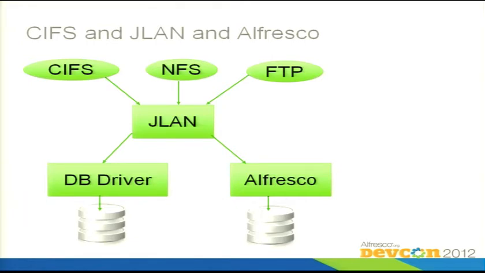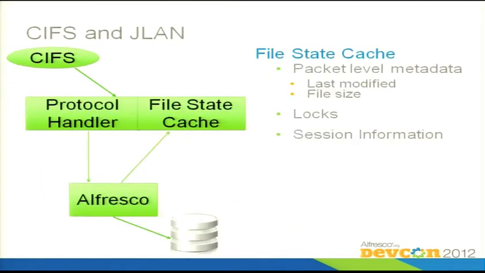So JLAN is responsible for all the low-level details that go over the wire: the CIFS protocol, the FTP protocol. And Alfresco is a content repository. My talk today is going to be this level here, so it's the Alfresco side. So that's the first thing to say. The second piece of background to this talk.